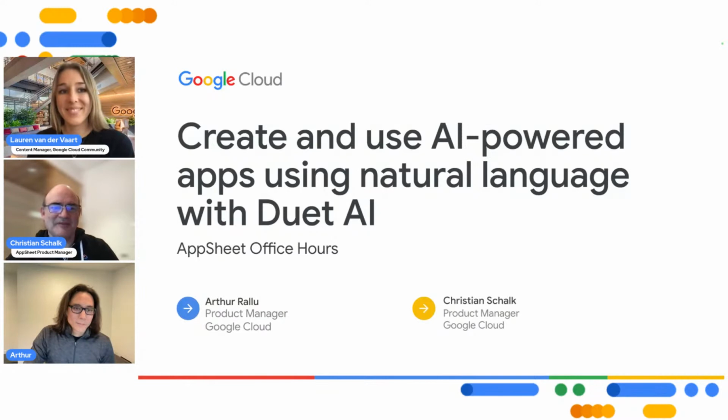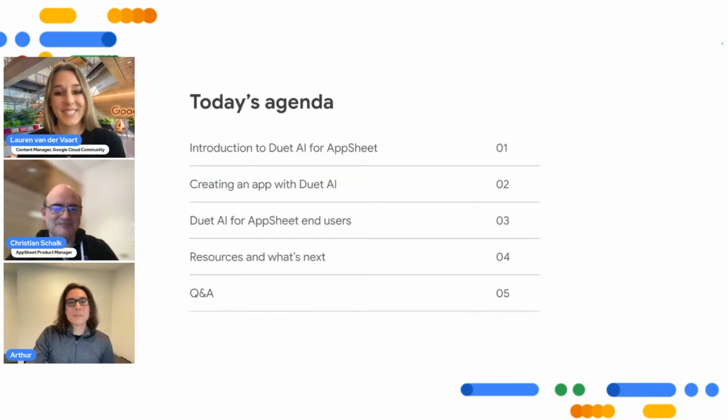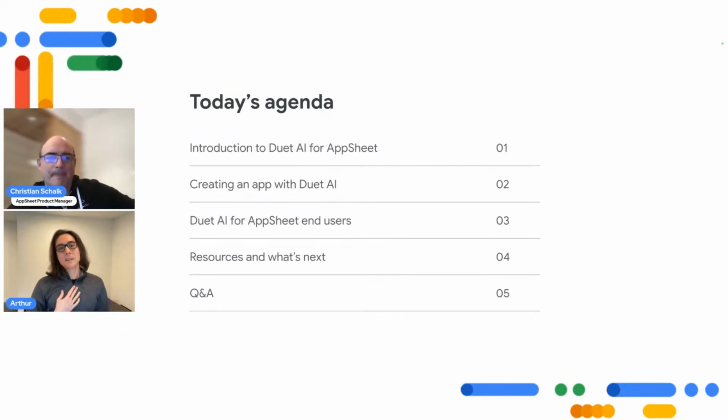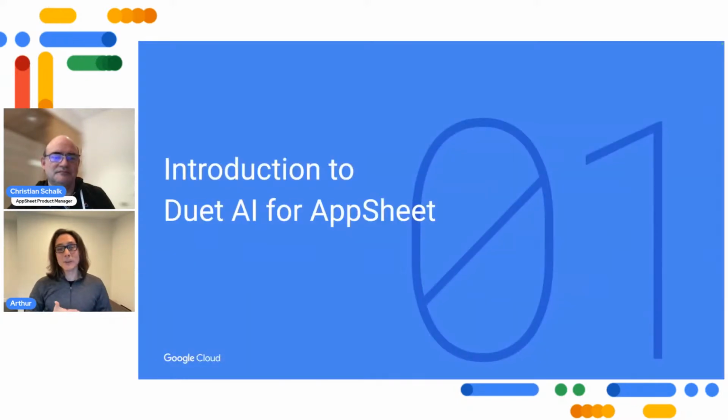Cool. Thank you, Lauren. Hi, everyone. So my name's Arthur. I'm a product manager at AppSheet, and we're going to be talking to you about Duet AI for AppSheet today. There's a number of things that we want to show you in terms of demos and capabilities, but also be a little bit clear on licensing and things like that, because there were a lot of questions around those topics. So without further ado, I think I'll just dive right into it.